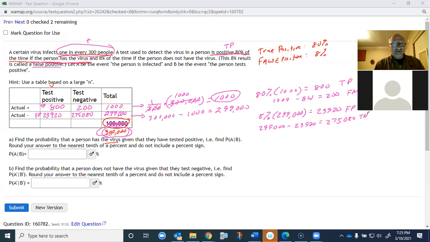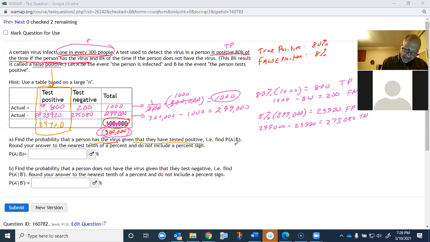Now, we pretty much got the chart done. All we have to do is add those columns and then use the appropriate column. So we get 800 plus the 23,920. That is going to give us 0, 0, and 2, 0, 2, 8, 9 is 17, carry the 1, that's 24. So it's 24,720. And for this first question, it wanted to know the probability the person actually has the virus, given that they actually tested positive. So that means we go to the tested positive column.